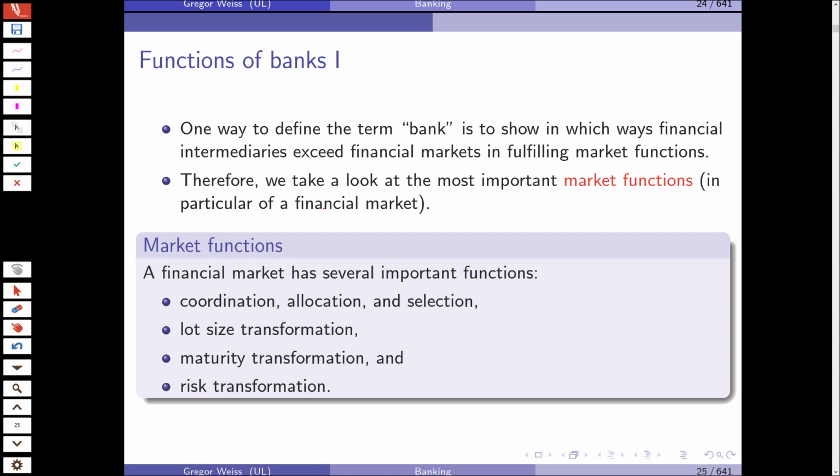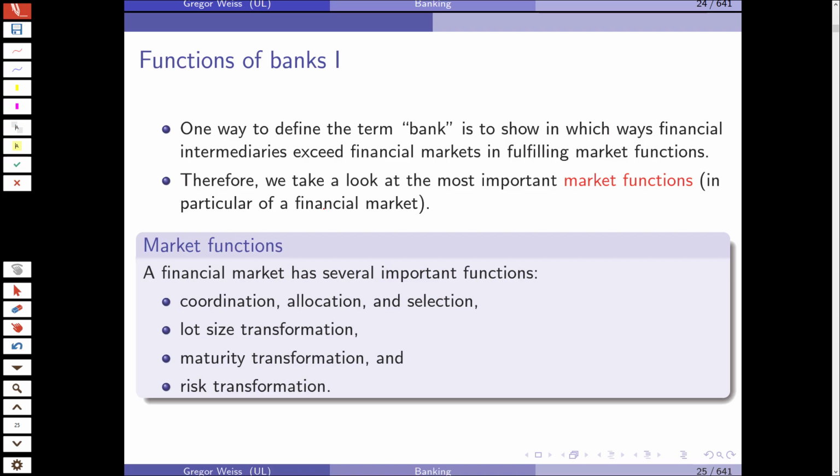Now, the bank or anyone else can try to help coordination, allocation of capital, selection of market participants. It can help lot size transformation, maturity transformation, and risk transformation. This is a very practical approach to explain why banks exist. We will later on see, even though this is very intuitive, for every example I give you now, I can find a different example where one could say, well, we could organize this in a different way. And 10, 15 years ago, I would have said, well, yeah, that's not very practical. We need banks even for these practical reasons.